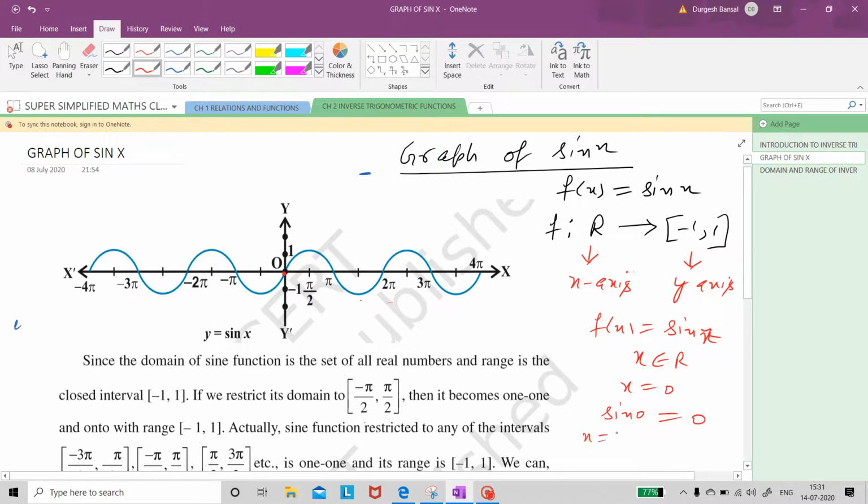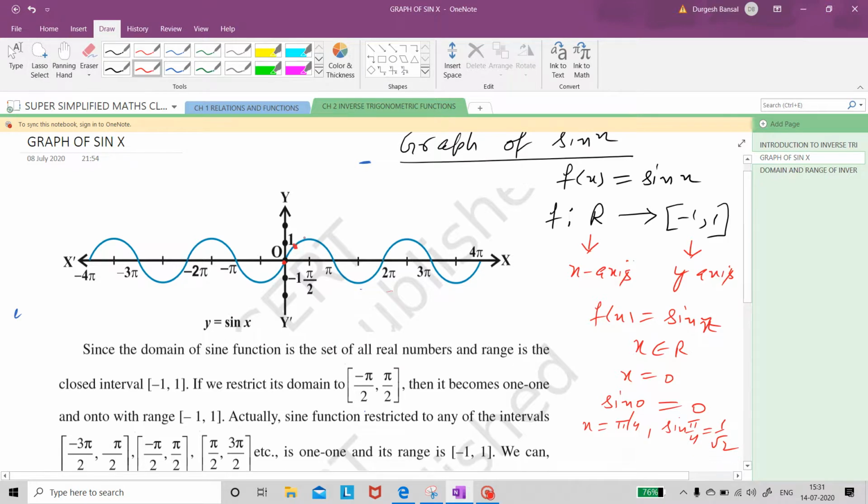If I take x to be pi by 4, f(x) will be sin pi by 4, and that is going to be 1 by root 2. That will be some point here. Similarly, if I take x to be pi by 2, then sin x will be sin pi by 2, which is 1. So the value will be here.